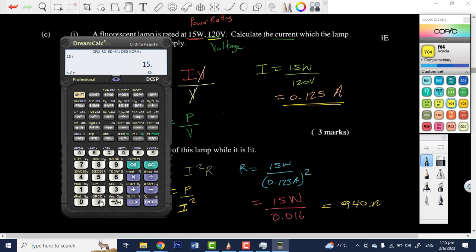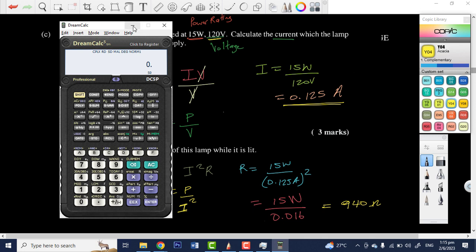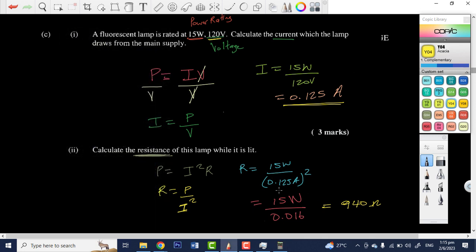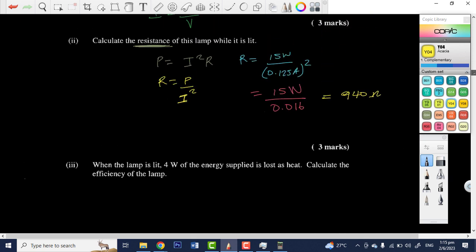Alright, so 940 ohms. You could go ahead and just plug this into the calculator directly and get an answer. But once you show your working, the examiner will award you the marks accordingly. That is why it's important for you to show working as you're doing these questions.